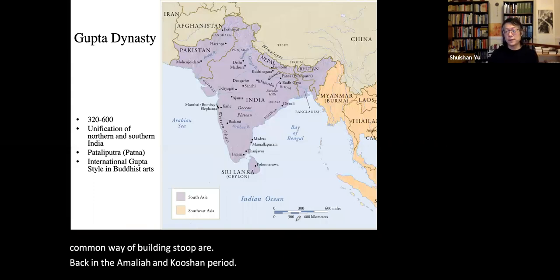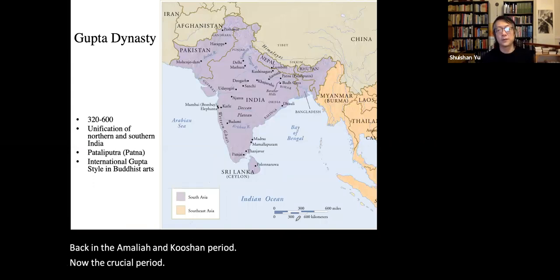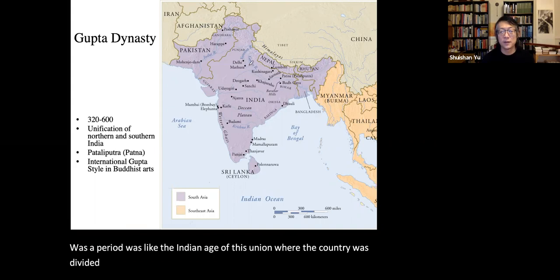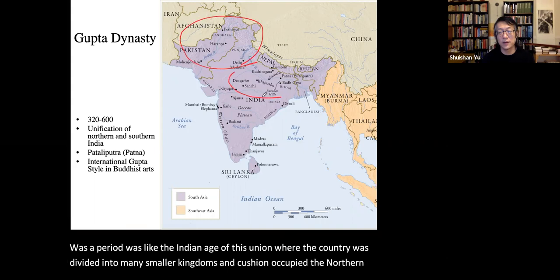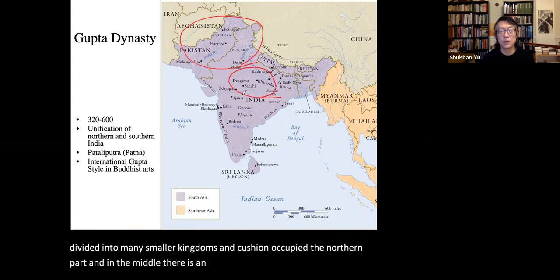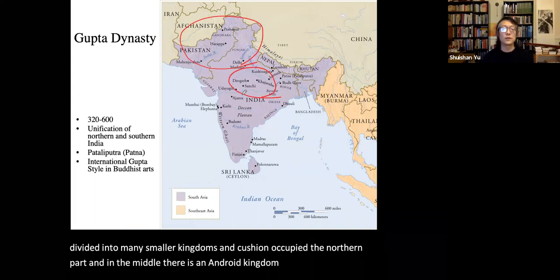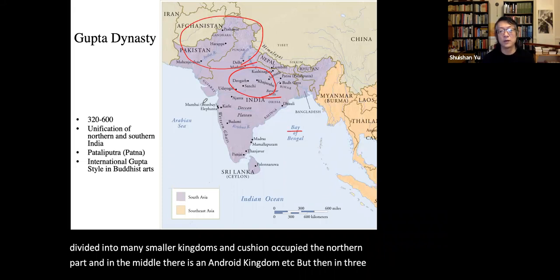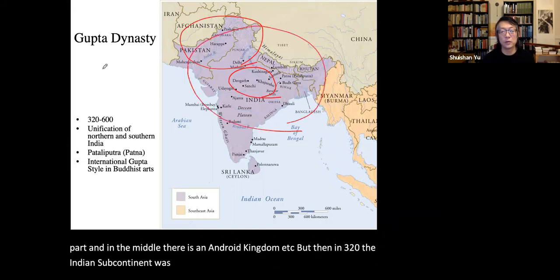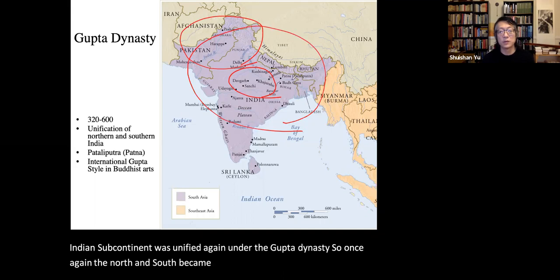Now the Kushan period was like the Indian Age of Disunion, where the country was divided into many smaller kingdoms, and Kushan occupied the northern part, and in the middle there's an Andhra kingdom, etc. But then in 320, the Indian subcontinent was unified again under the Gupta dynasty. So once again, the north and south became unified, and the capital city was restored at Patna or Pataliputra.